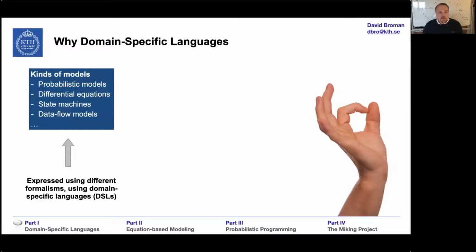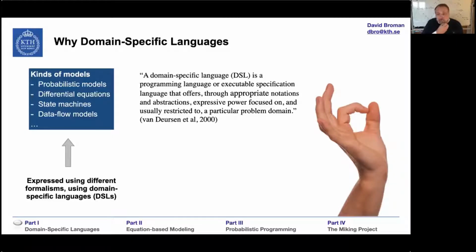And we will use the term here for domain-specific languages, DSLs, as a language where you describe this kind of formalism. So domain-specific languages have been used for quite some time. This is Van Deursen from 2000, he defined it as follows. A domain-specific language, DSL, is a programming language or executable specification language that offers, through appropriate notations and abstractions, expressive power focused on and usually restricted to a particular problem domain. That's kind of long. What does it mean? It means that it's specific for a specific domain, right?